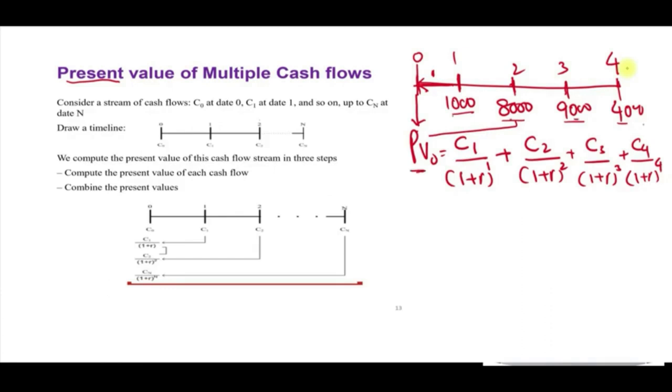So that's why we are going to apply the single cash flow discount factor, or present value factor, which is equal to 1 plus r power n, to the different cash flows. So we are applying the present value formula for every single cash flow. This is just a simple explanation, and you have to add all of them to get the present value of all the cash flows.